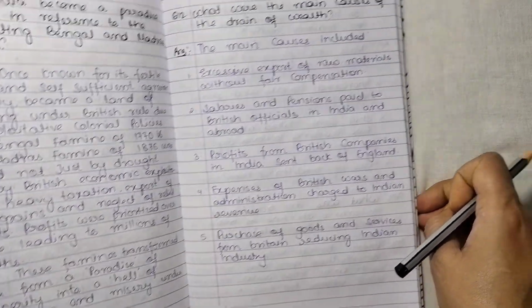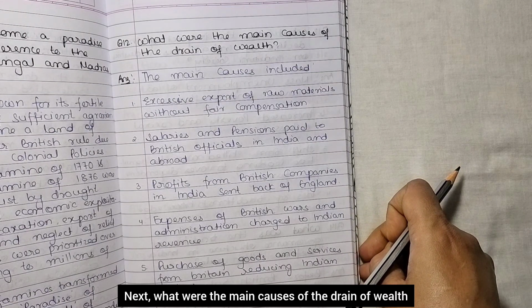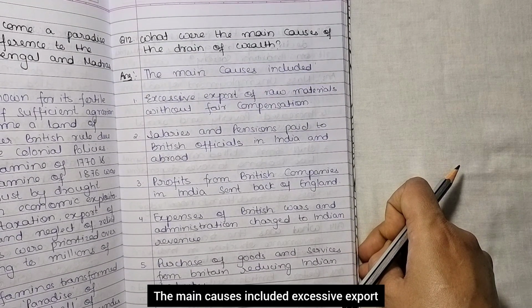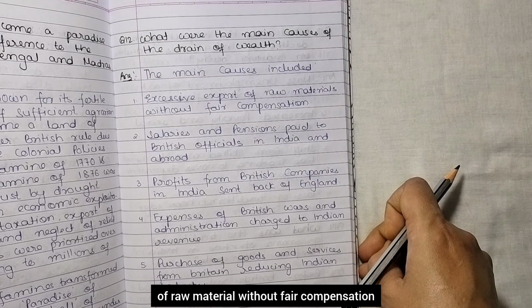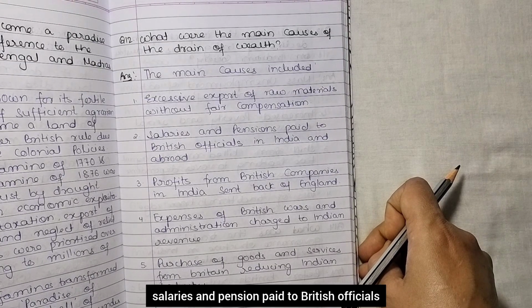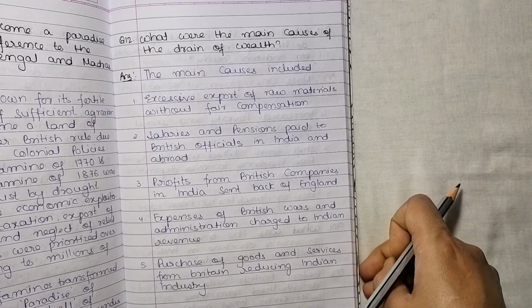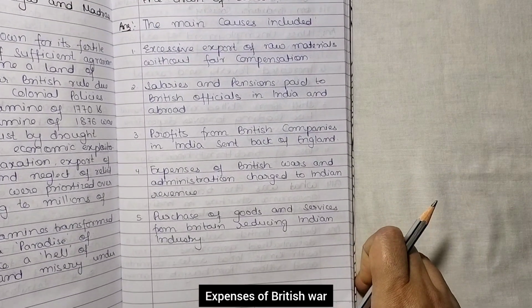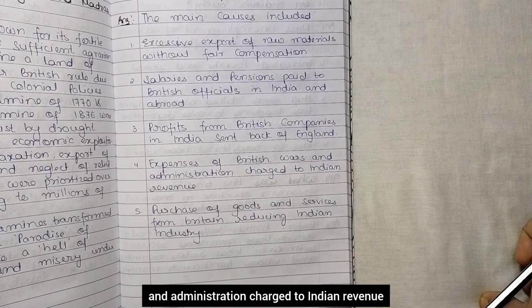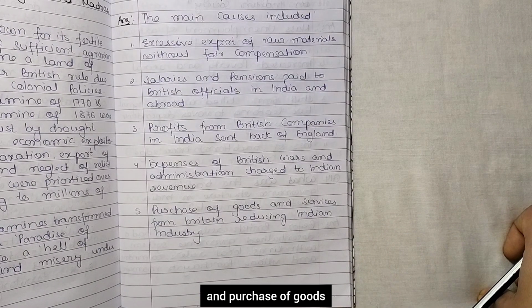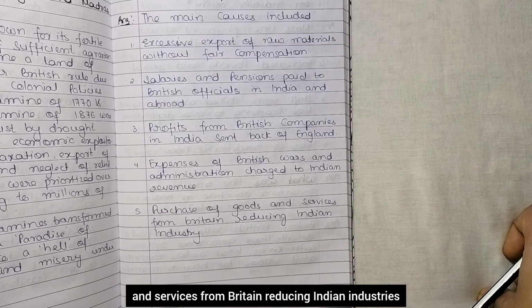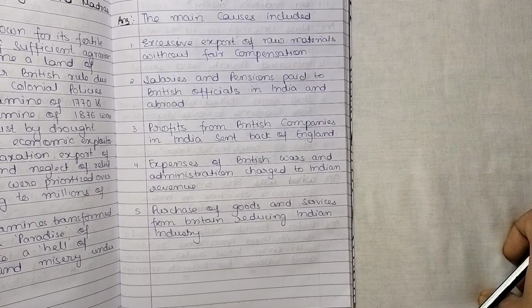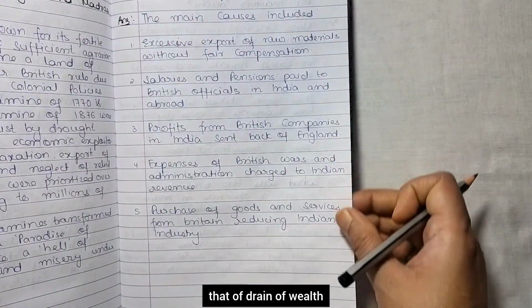Okay. Next, what were the main causes of the drain of wealth? The main causes included excessive export of raw material without fair compensation, salaries and pensions paid to British officials in India and abroad, profit from British companies in India sent back to England, expenses of British war and administration charged to Indian revenue, and purchase of goods and services from Britain reducing Indian industries. So these are the main causes of the drain of wealth.